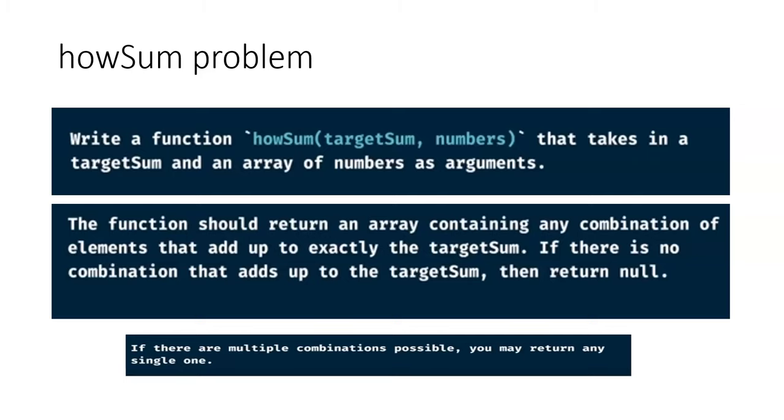So the next question we will look at is how sum. The same target sum, but now we have to give the answer as to how we arrived at that sum. It's not just true or false. How did we arrive at the sum, right? And if there is no solution, we have to return null. If there are multiple solutions, we have to return any one of them. So that's the question. So let's look at it.